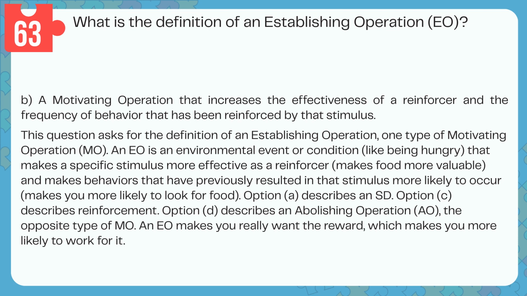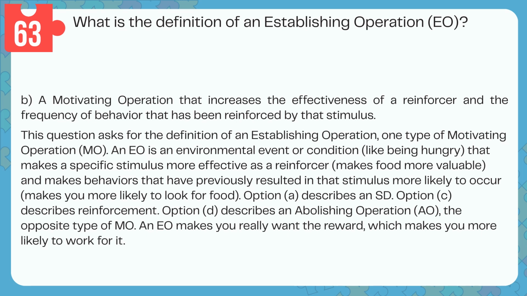Answer B. A motivating operation that increases the effectiveness of a reinforcer and the frequency of behavior that has been reinforced by that stimulus. This question asks for the definition of an establishing operation, one type of motivating operation, MO. An EO is an environmental event or condition, like being hungry, that makes a specific stimulus more effective as a reinforcer, makes food more valuable, and makes behaviors that have previously resulted in that stimulus more likely to occur, makes you more likely to look for food.